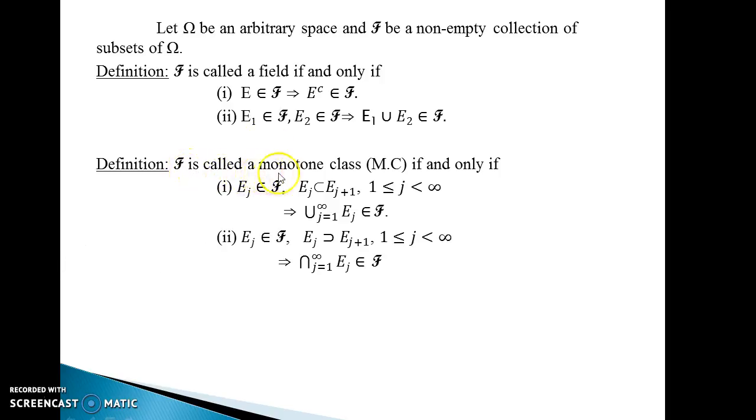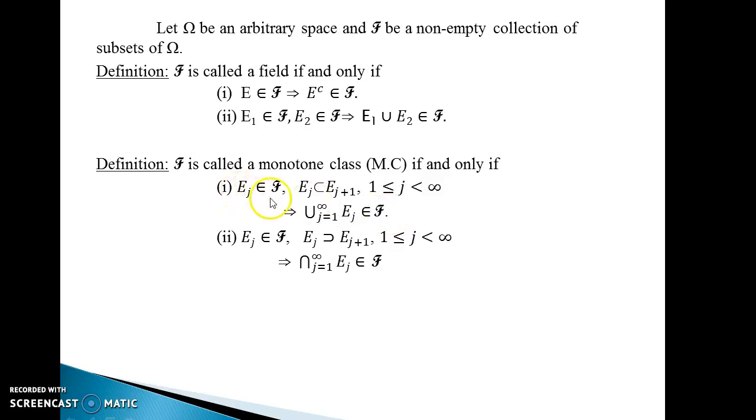The second definition is about the monotone class. We say the collection F is a monotone class if and only if it satisfies these two conditions. The first one: Ej belongs to F, Ej is contained in Ej plus 1, for 1 less than or equal to j less than infinity, implies the union over j equal to 1 to infinity of Ej belongs to F.